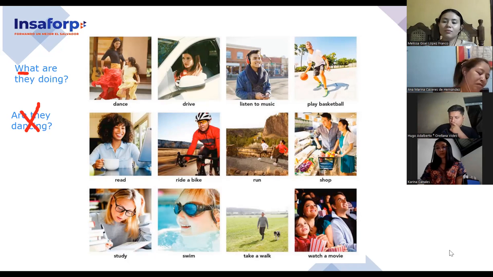So, Ana Cáceres, thank you. ¿Cuál sería la respuesta? What is she doing? La respuesta. Yes, yes, Ana Cáceres. Sería, yes, she driving. Okay, very good. So, sin el yes, okay? One more time. Okay. Sería, she's driving. Very good. Okay. Hágame otra vez la pregunta about this girl.